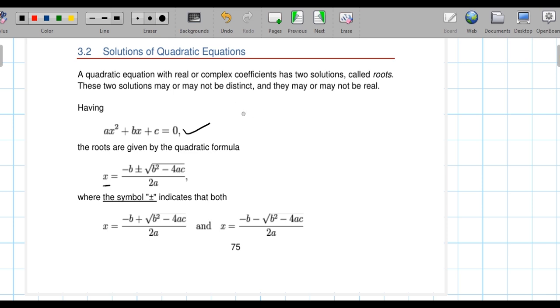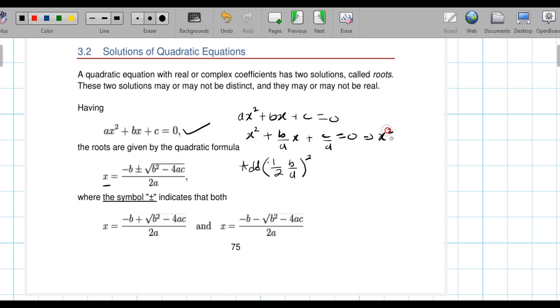So to solve this, we have the general form ax squared plus bx plus c equal to 0. Let's divide all through by a. We're going to have x squared plus b over a x plus c over a equal to 0. Now let us move this to the other side: x squared plus b over a x equal to minus c over a. Then let us add half of b over a, squared, to both sides of the equation.